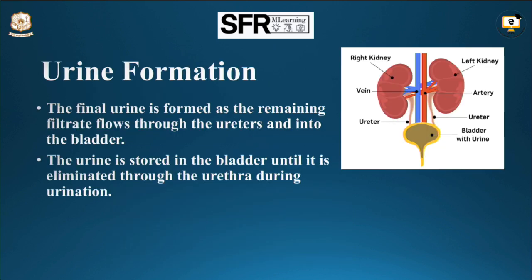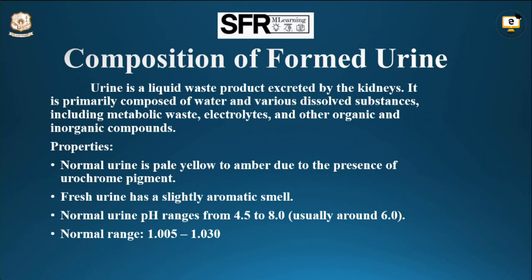So urine formation: after all these processes of ultrafiltration, reabsorption and secretion, the urine is finally formed, and through the collecting duct it enters into the ureter, and from the ureter it is collected in the urinary bladder. The urinary bladder stores the urine for a certain amount of time, and it is finally eliminated through the urethra during urination. So thus the urine is formed.